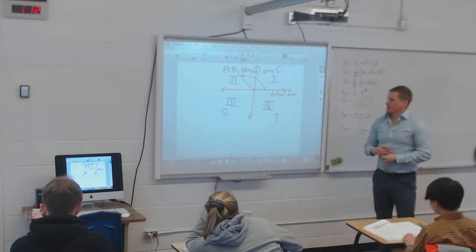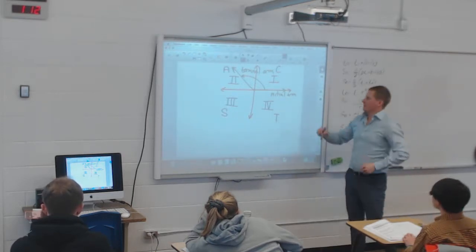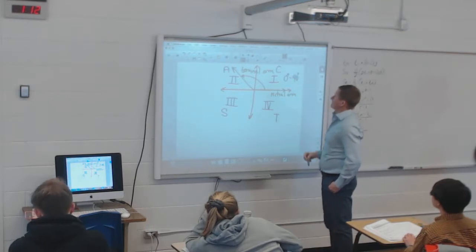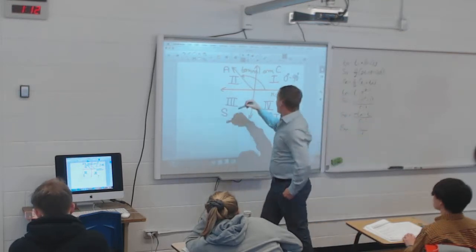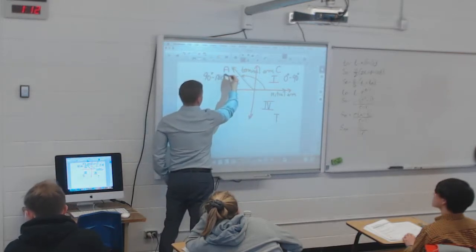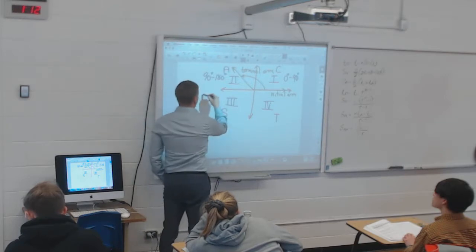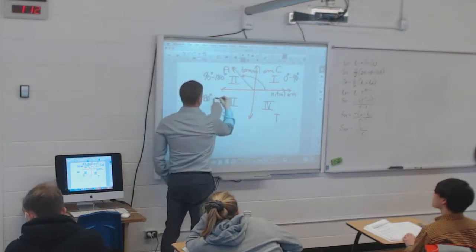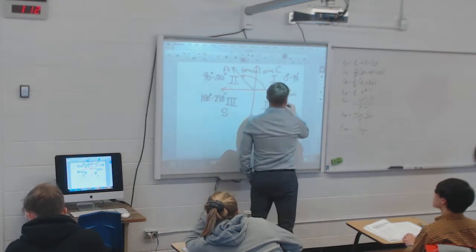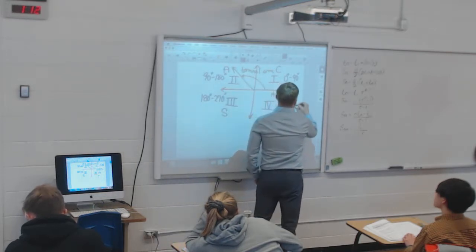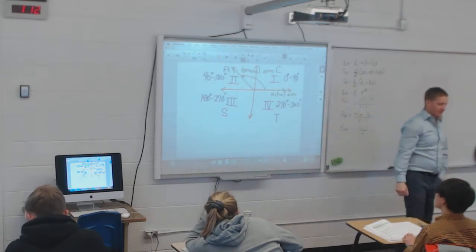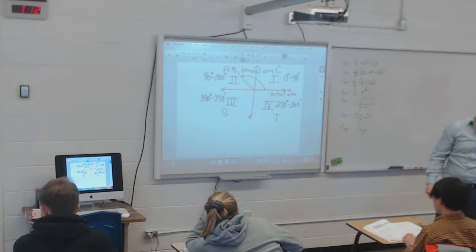Now, all of the angles for the terminal arm in quadrant 1 are between 0 degrees and 90 degrees. In quadrant 2, my angles are between 90 degrees and 180. In quadrant 3, my angles are 180 to 270 degrees. And in quadrant 4, they're 270 degrees to 360 degrees. So far, okay?